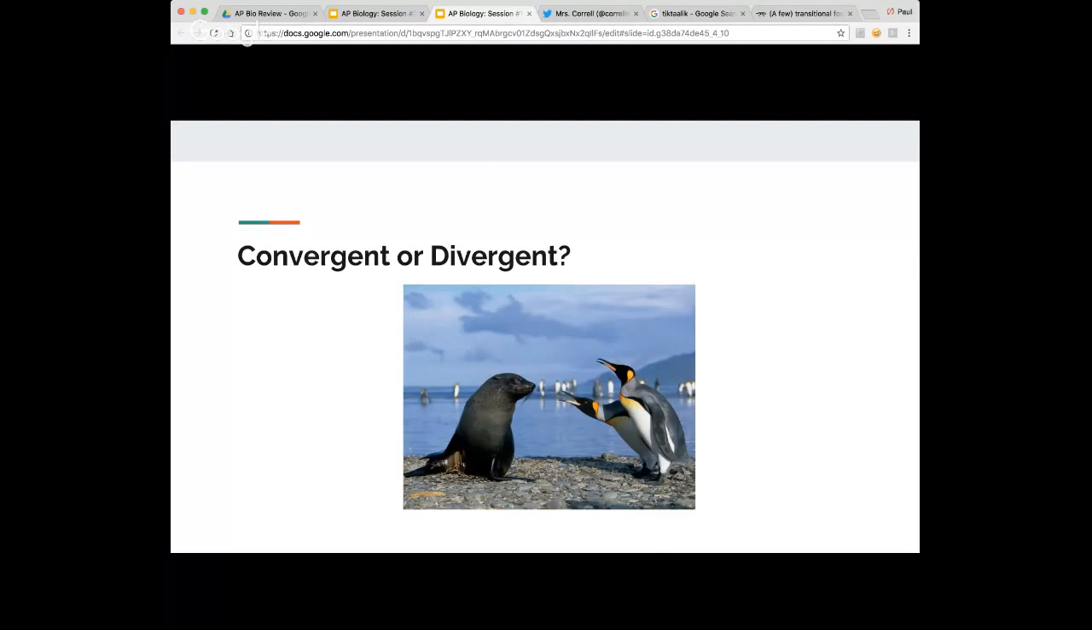So we have a seal and we have penguins. They both have flippers. Convergent or divergent? Smooth body shapes and flippers. So this one's actually a trick question. If you're talking about flippers, then technically this is convergence.